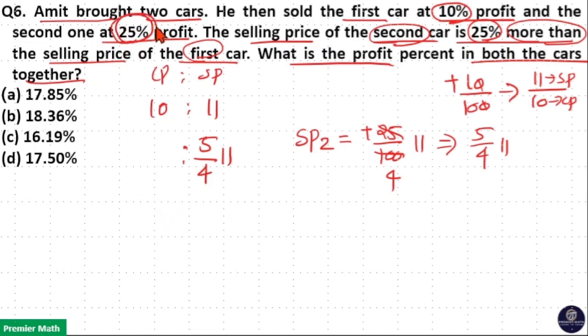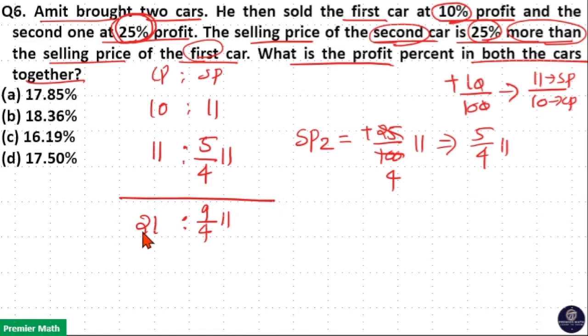Now, Amit sold the second car at 25% profit. 25% profit means sell price is 25% greater than the cost price. Here also, the difference is 25%. That means here this will become 11. Now, 10 plus 11 is 21 parts. Total cost is 21. Then total sell price is 11 plus 11 into 5 by 4. So 5 plus 4 is 9 is the numerator. The denominator is 4 itself. So 9 by 4 of 11 is 11 plus 11 into 5 by 4.